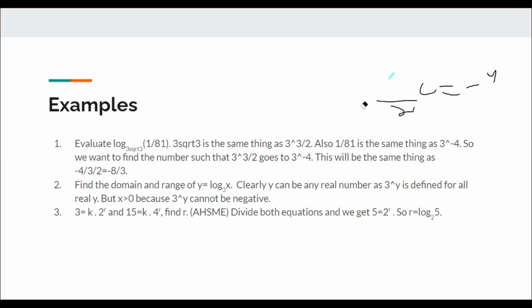Another thing we can discuss is the domain and range of log functions. Let's look at this example. It says y is equal to log base 3 of x, and you want to find out the domain and range. You're just saying 3 to the power y is equal to x, and finding all y and x that satisfy this. Clearly y can be any real number because there are no constraints on what the exponent can be. So it's defined for all real y, but x has to be greater than 0 because 3 to the power y can never be negative.